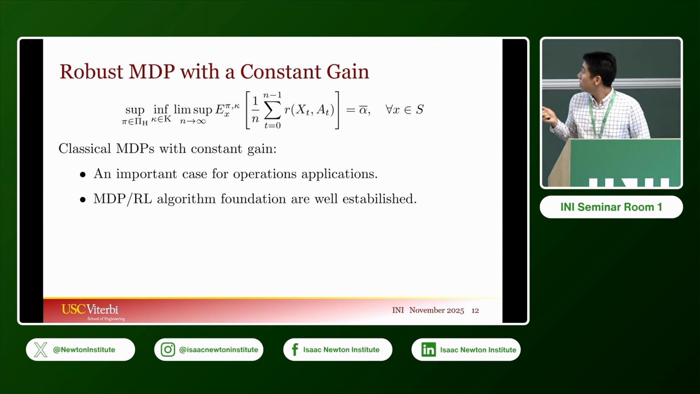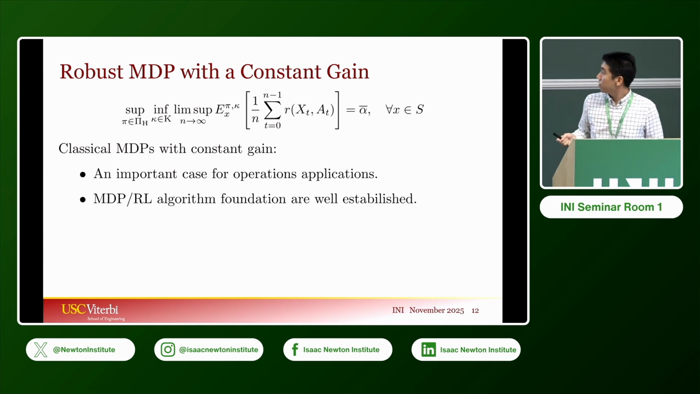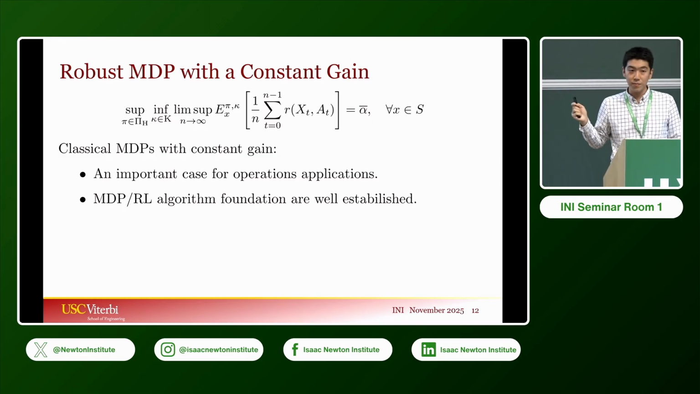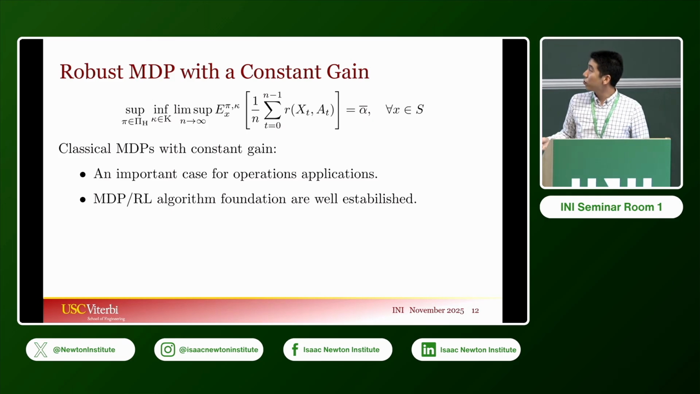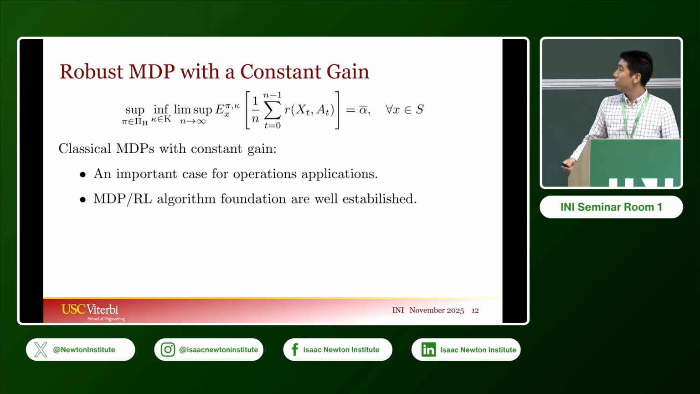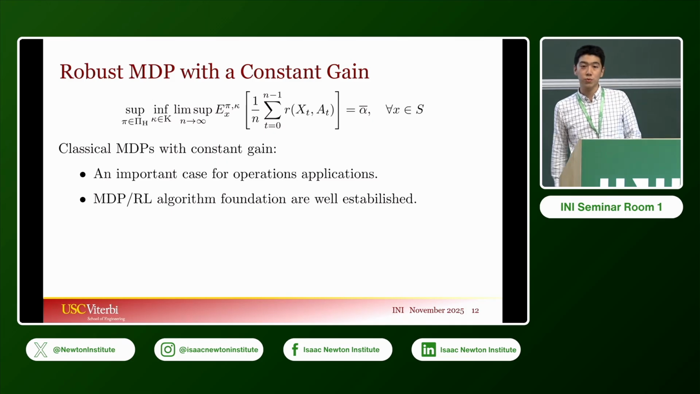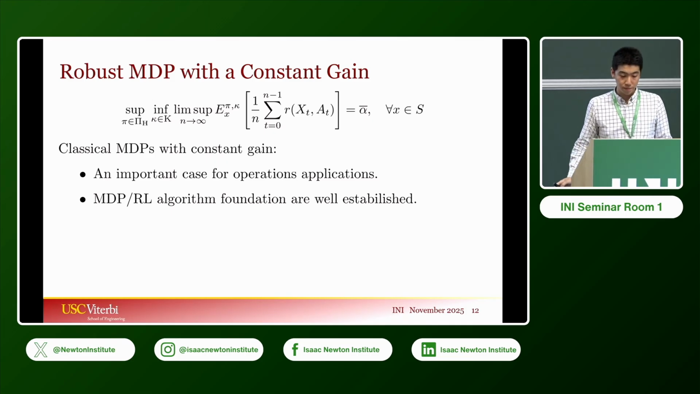Okay, so on the other hand, compared to the general gain average reward classical MDPs, there are far more MDP or reinforcement learning algorithms for this constant gain setting. So algorithm foundations are much better established for constant gain MDPs.